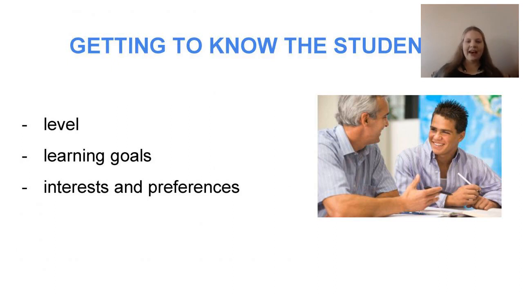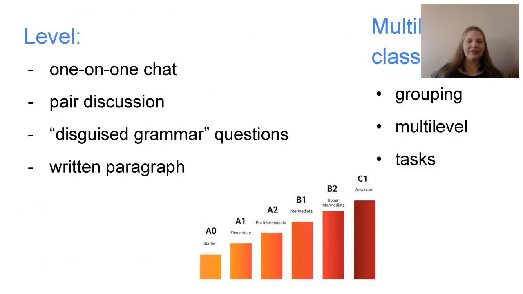Okay, and we've discussed how you can find out your students' level, and of course here is what we've just discussed about multi-level class and about the tasks that you can give them. Okay, so just to sum up, to find out their level, you can do a one-on-one chat, you can have them do a pair discussion, you can give them some disguised grammar questions, and you can ask them to write a paragraph about themselves. All of these will give you a better idea of the student's level rather than just giving them a typical ABC test.